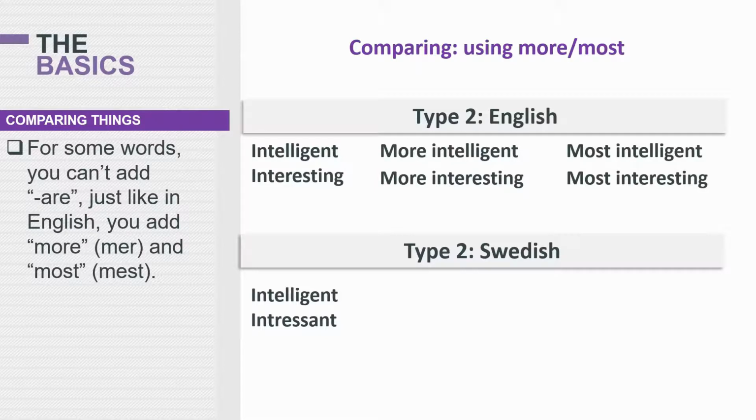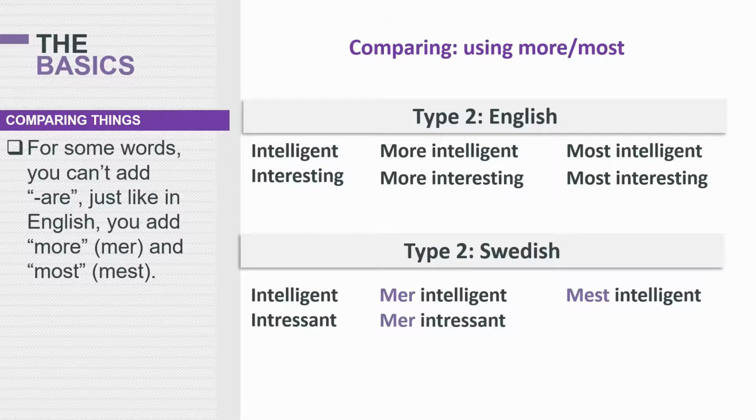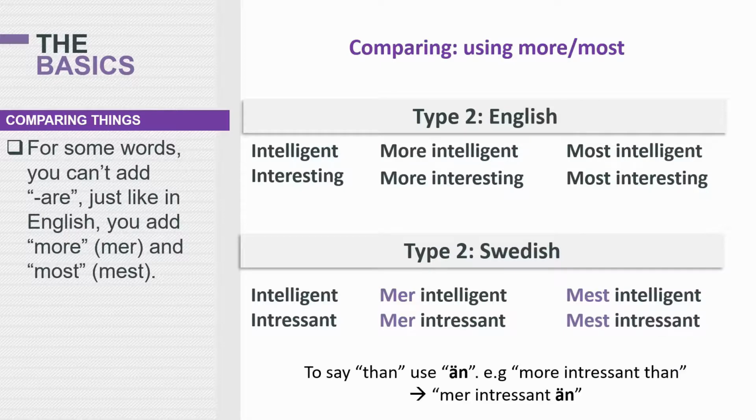So intelligent, you would say intelligent. And for interesting, you would say intressant. So how would you say more intelligent? Using more, mer in Swedish. Mer intelligent. Most intelligent, you say mest intelligent. Mest means most. How do you say more interesting in Swedish? Mer intressant. What about most interesting? Mest intressant. And to, of course, compare, we've had this before, you use än. So mer intressant än, and then you can continue the sentence.